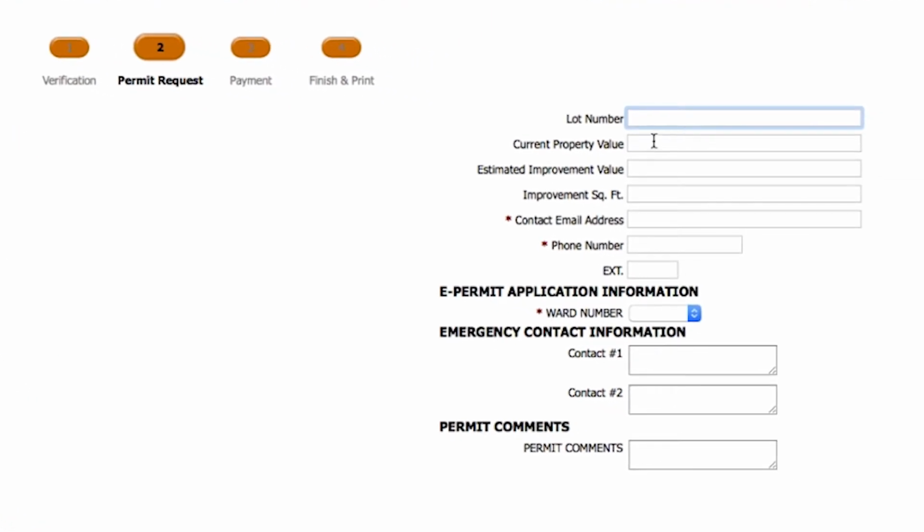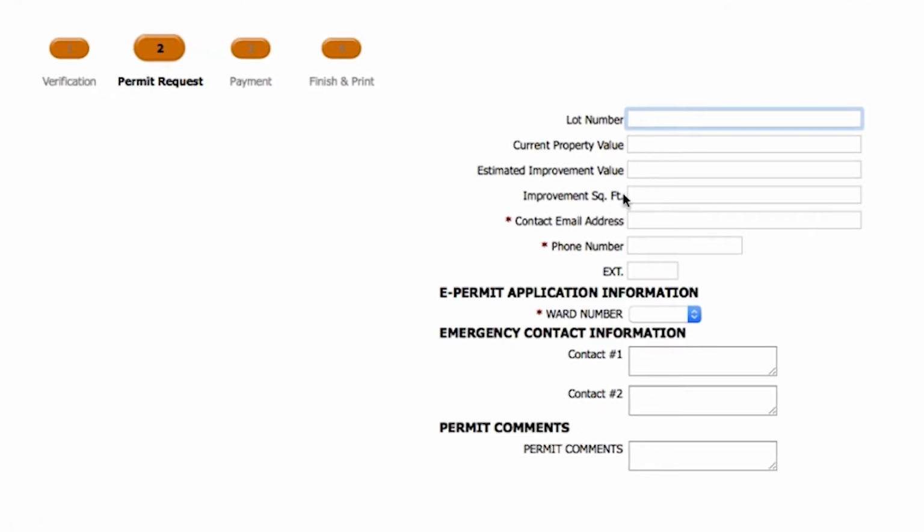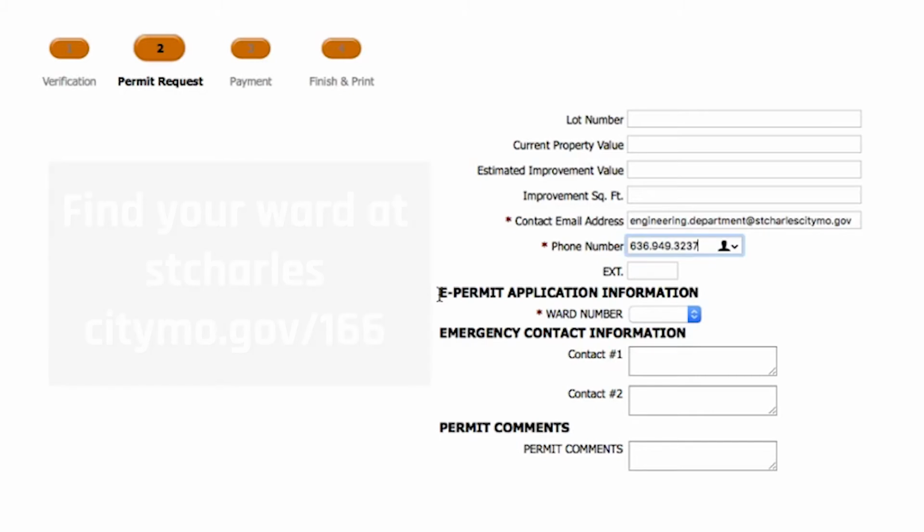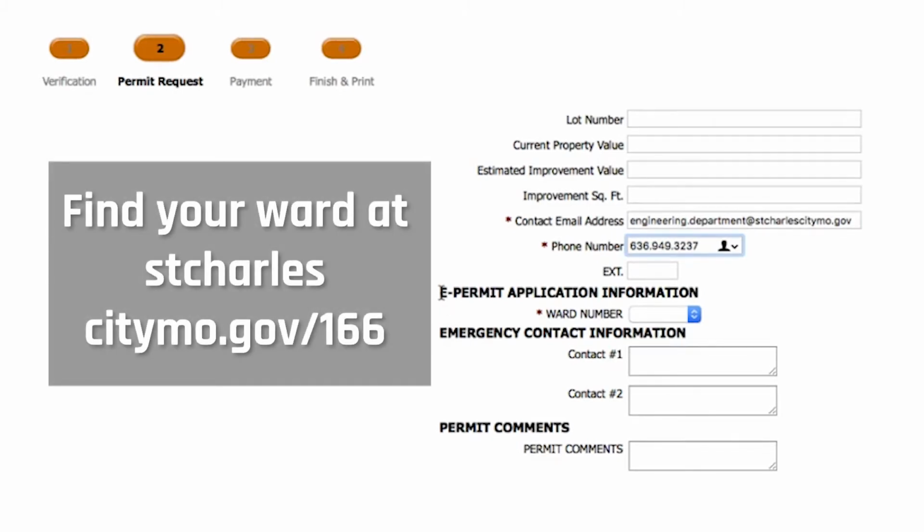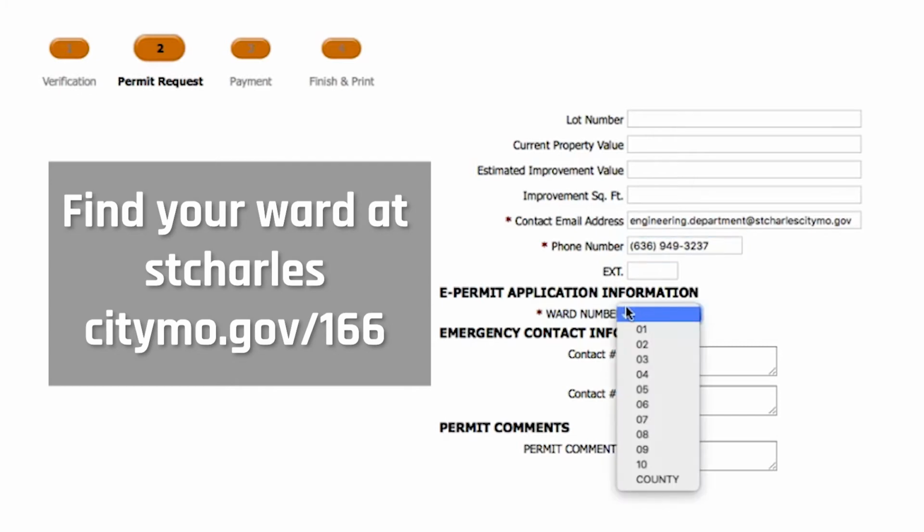If you have the lot number, current property value, or estimated value, you may input that information. In this case, those fields are not starred, so they're not required. You are required to enter a valid email address and a phone number. Finally, you're required to enter an e-permit application ward number. So that'd be the ward that you reside in. In this case, City Hall is listed in Ward 1.